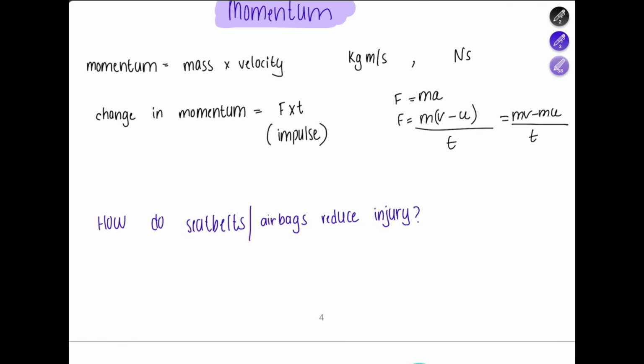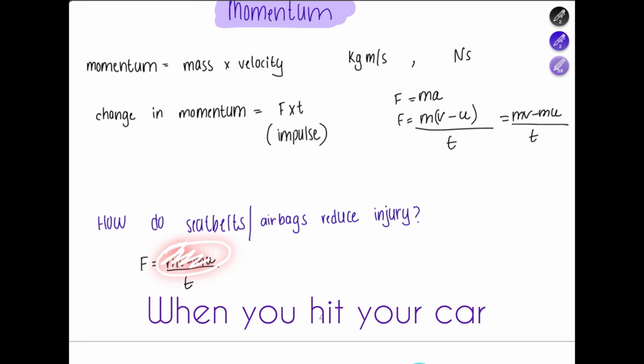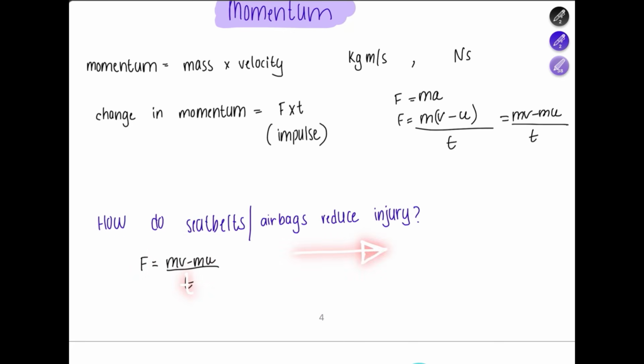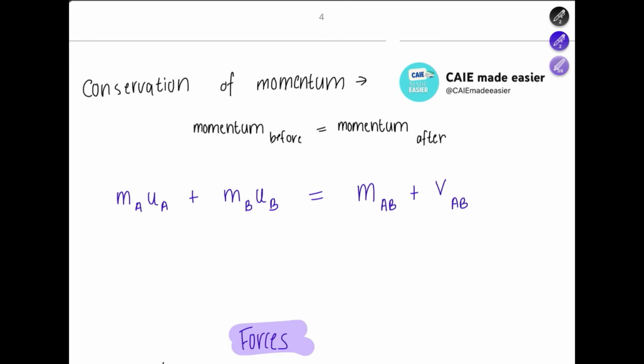How do seatbelts and airbags reduce injury? Now, if you have seatbelts, your change in momentum will be constant, so we'll not look at this. But what seatbelts do is they increase the time for that momentum change to occur. To move from your seat to the steering wheel, the time is increased. So when time increases, the force reduces and the force faced by the person reduces, and therefore there is less injury to the passengers.